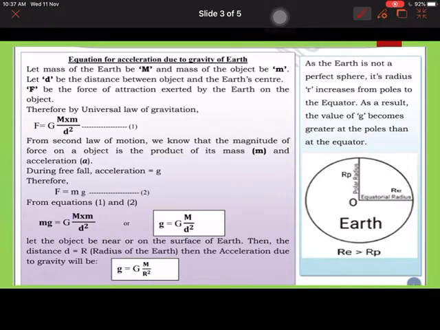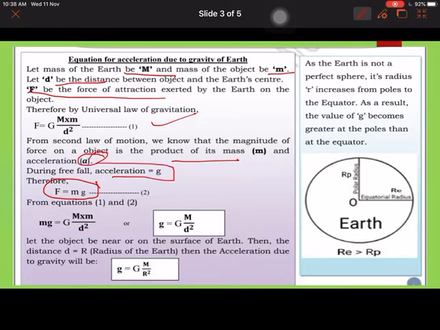Now we have to find out the value of g. As we have discussed the universal law of gravitation, Earth's mass is M and the mass of the object is small m, and d is the distance between the object and the Earth's center, F being the force of attraction. So according to the universal law of gravitation, F is equal to G M m upon d square. From the second law of motion, F is equal to m a, the product of mass and acceleration. During a free fall, a is replaced with g. So F is equal to m a here becomes F is equal to m g.